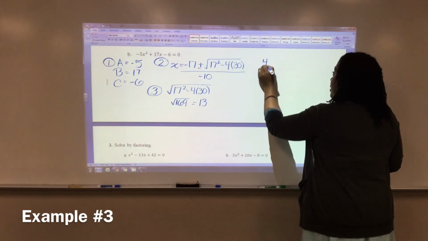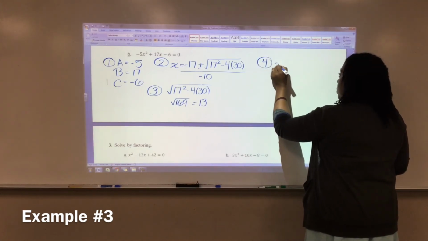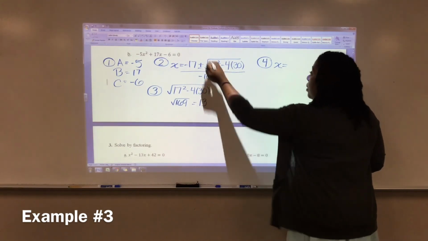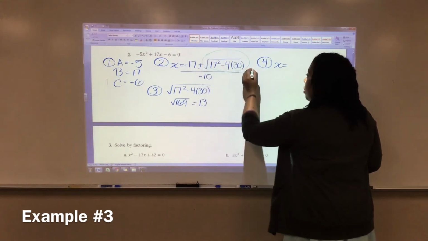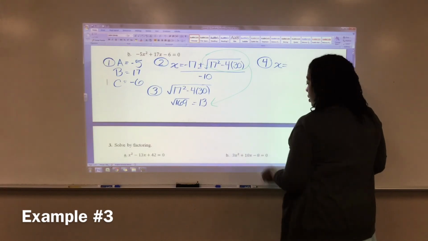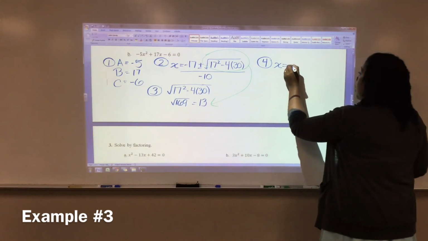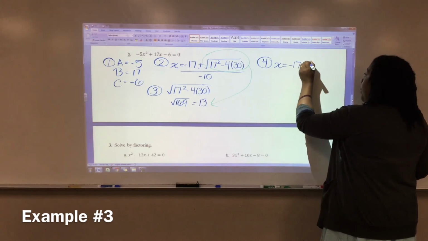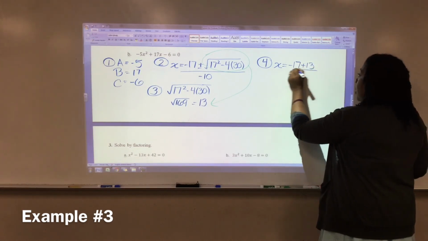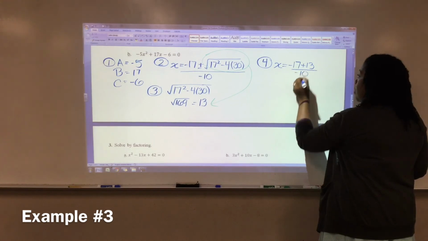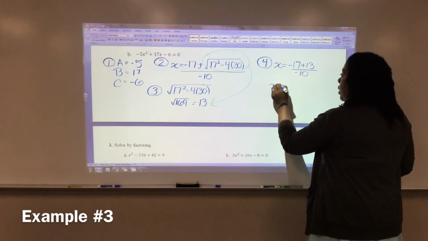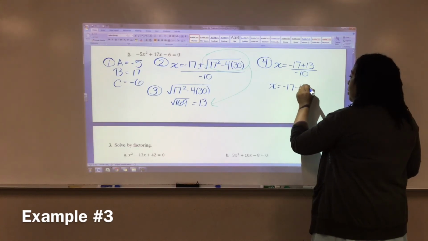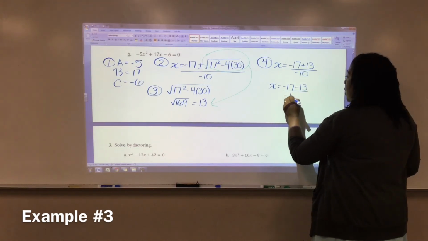So I'm going to replace in step 4 with my 2 equations. I'm going to replace our long radical with 13. So X will be equal to negative 17 plus 13 over negative 10. And then our second equation will be negative 17 minus 13 over negative 10.